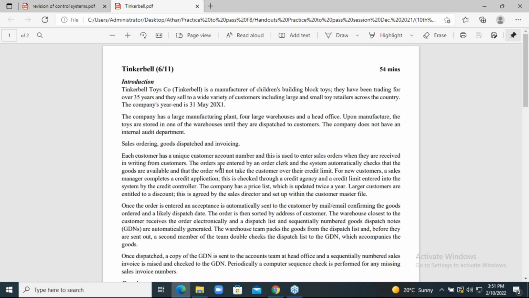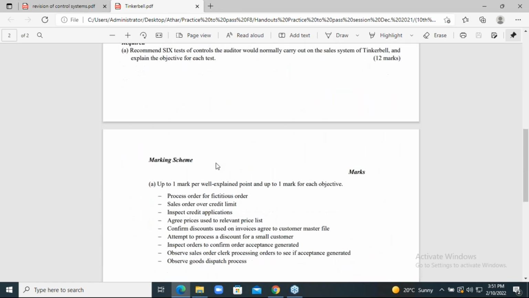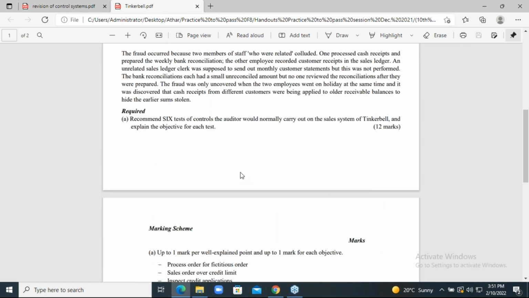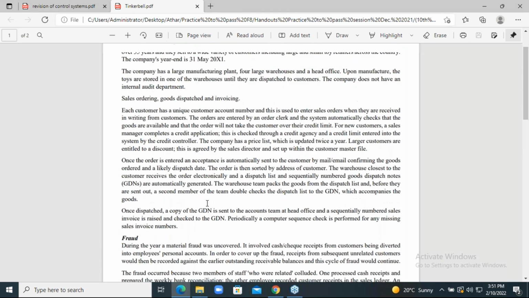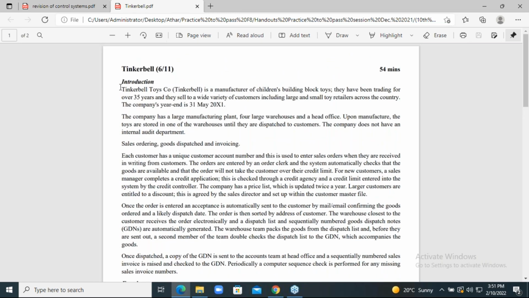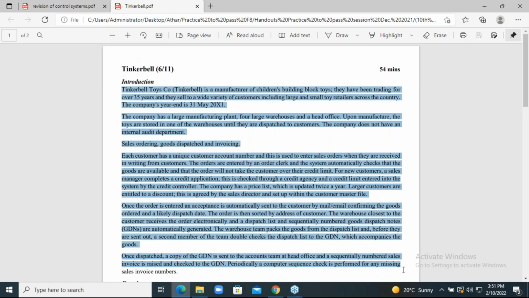Now this is a question where you can see this is the requirement. Recommend 6 test of controls the auditor would normally carry out on the sales system of Tinkerbell and explain the objectives of each test. Now, what the examiner requires from you is that there are certain control systems provided by the examiner. Already they are written in the data. If you read all these paragraphs, you will see there are certain control systems that are operating effectively.